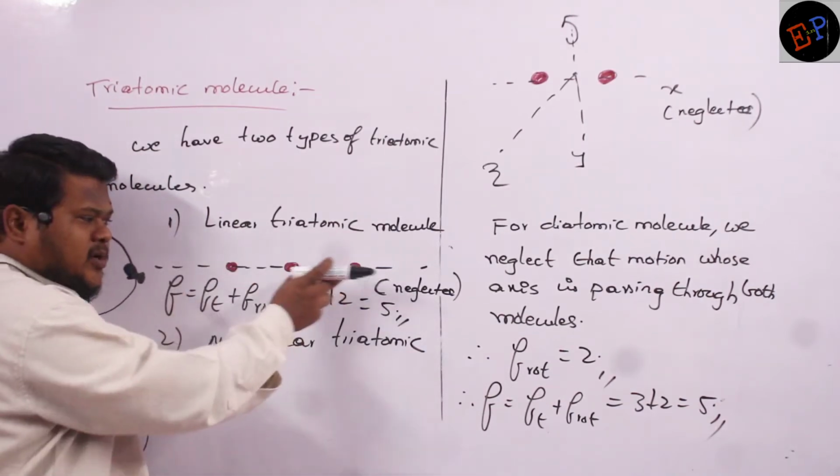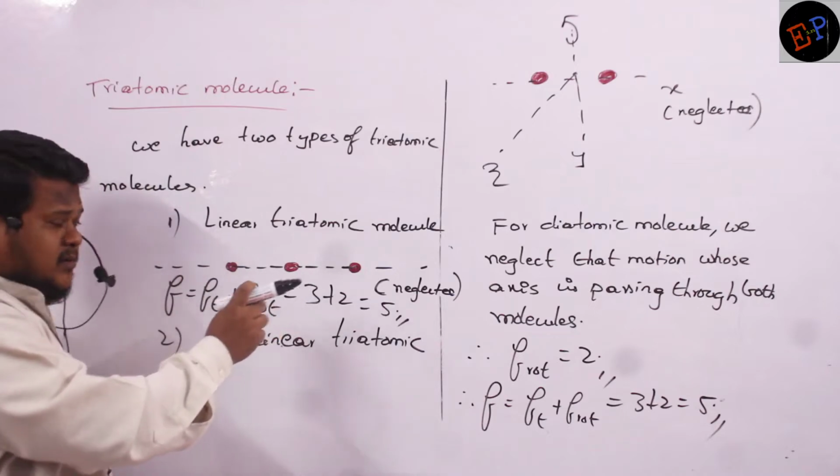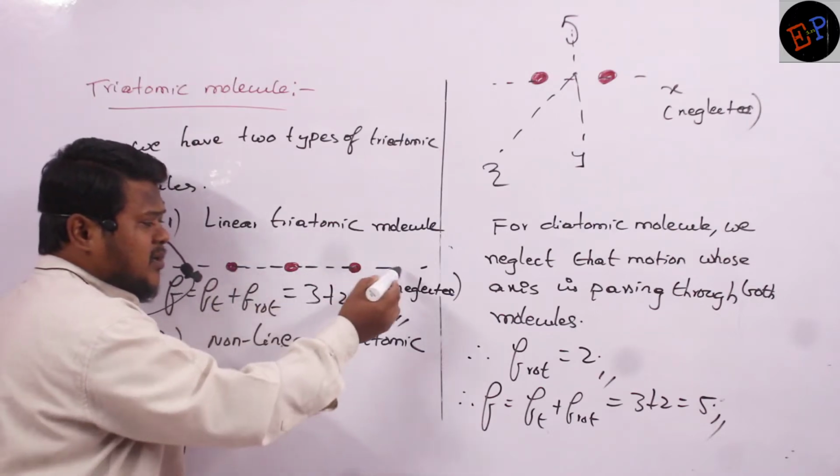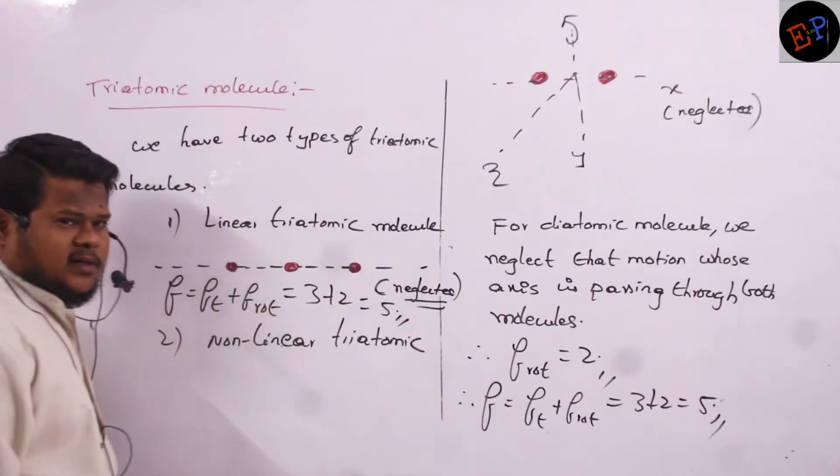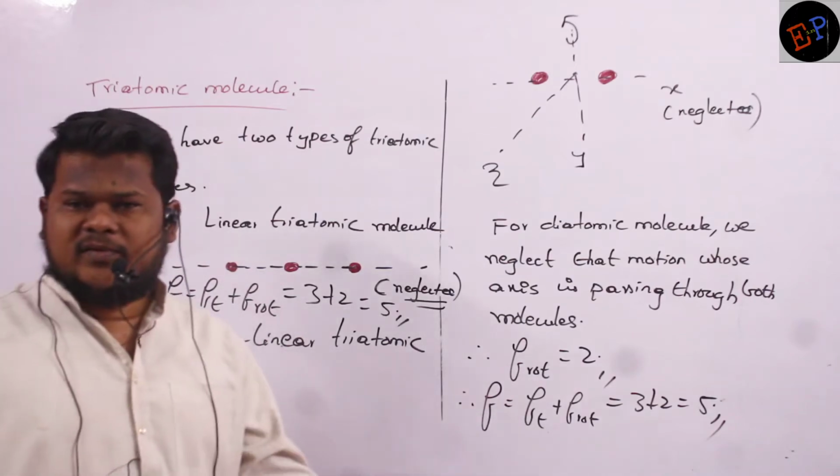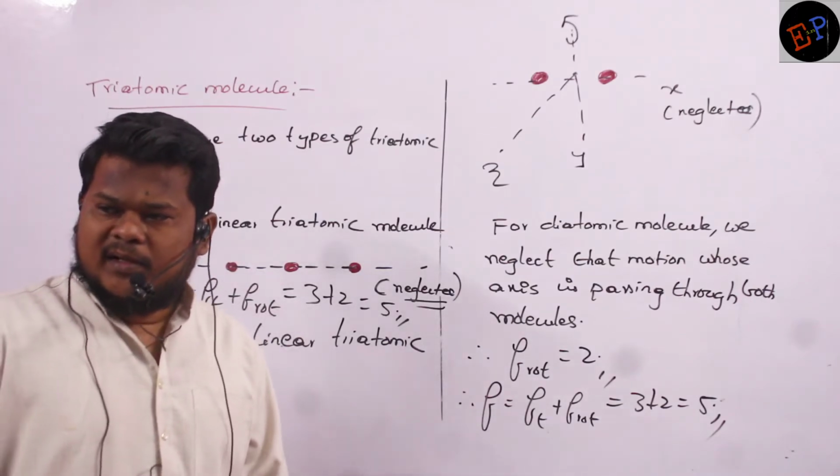If it is a linear molecule, all molecules arranged in a straight line, if the axis is passing along all the molecules, that moment of inertia can be neglected. So therefore rotational kinetic energy also can be neglected.